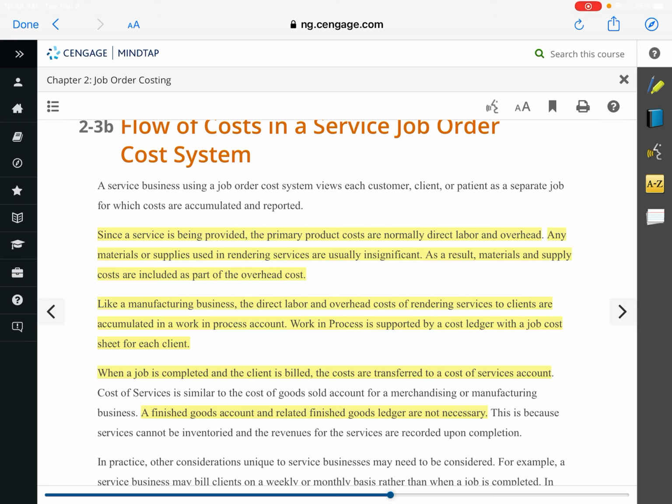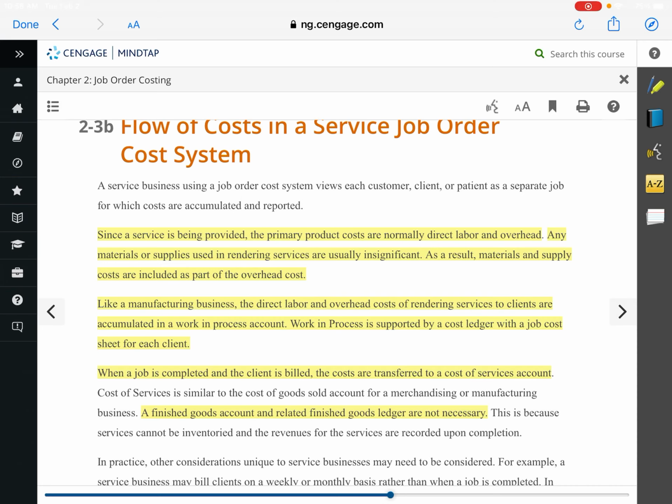So since the service is being provided, the primary product cost would be direct labor and direct overhead. You wouldn't necessarily have direct materials because you're providing a service. So the materials or supplies, in terms of the overall job, would be insignificant. They're going to be lumped into overhead costs, basically.